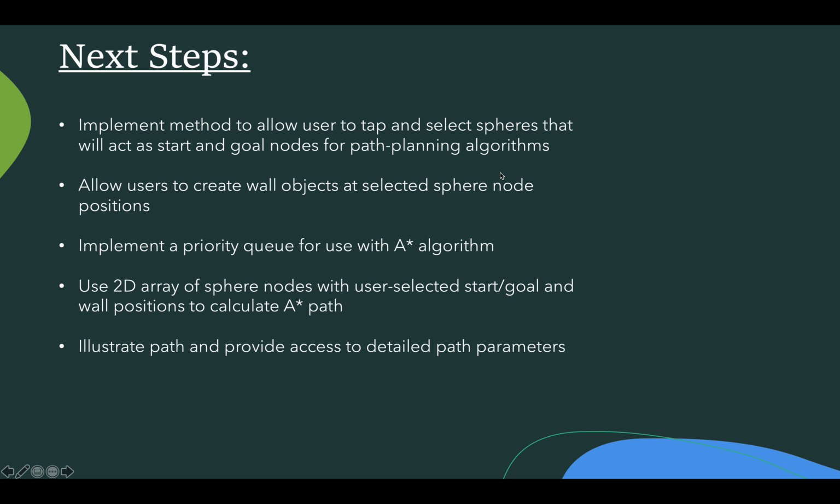Lastly, going forward, I plan on allowing the user to tap any sphere they want as a start point, tap another one as the goal point, and then again tap any ones that they want to create walls that can be routed around. I'll have to implement a priority queue, especially for using A star. And then I will use a 2D array of these sphere nodes because they have known positions, and I'll know where the start and the goal are based on the user selection to generate the A star path. And I'll illustrate that path and then provide access to the user to see some of these path parameters.